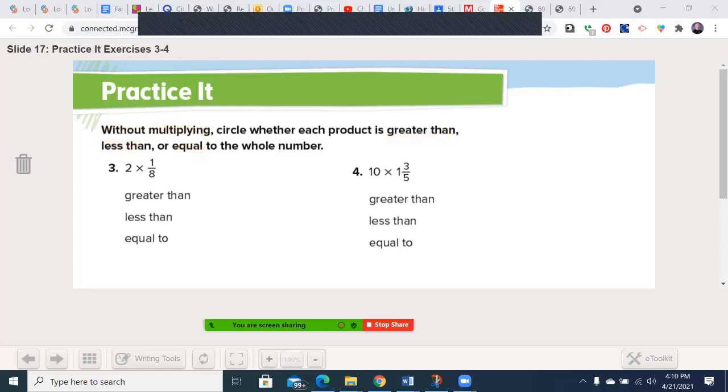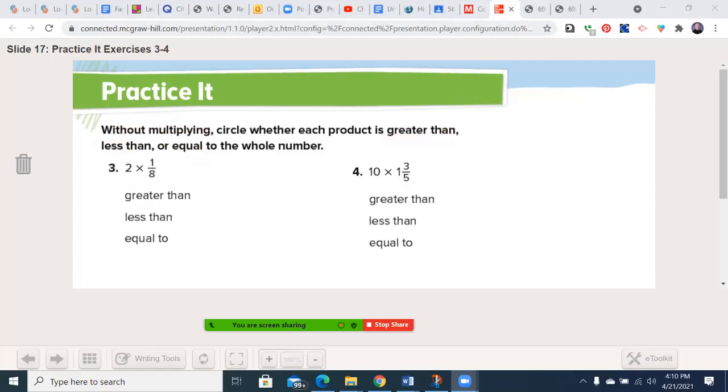When we do these, just as a reminder, you pause the video. You might not even need to in this case because we're not multiplying. But if you need more time, feel free to pause the video and then unpause when you're ready. All right, go ahead and do numbers 3 and 4. 2 times an eighth. Is that greater than, less than, or equal to 2? Now how about 10 times 1 3/5? Is that going to be greater than, less than, or equal to 10?